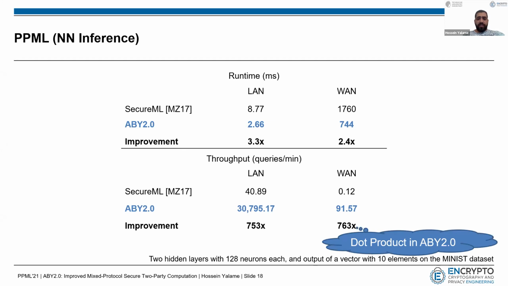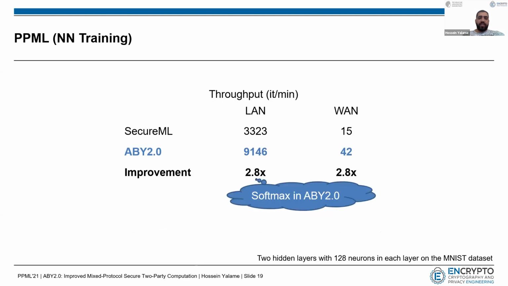Considering neural network inference, our runtime is about 3 times better in LAN and about 3 times better in WAN. And also our throughput compared to SecureML is about 700 times better. The main reason for that is our new dot product in ABY2. And considering neural network training, we can see our throughput is about 3 times better than SecureML in LAN and WAN settings. The main reason for that is our new softmax in ABY2.